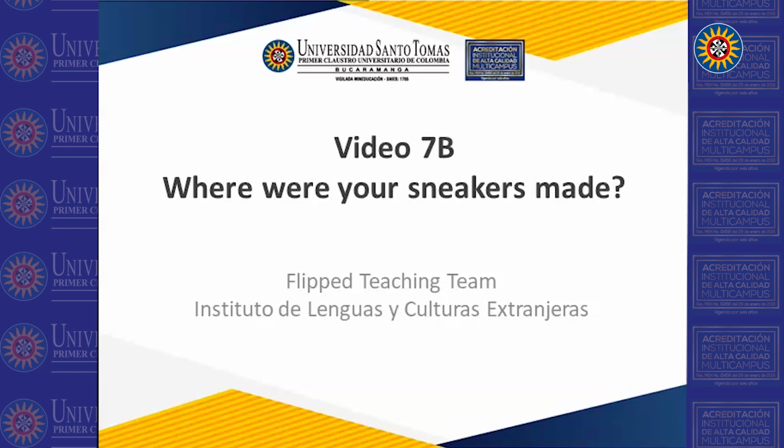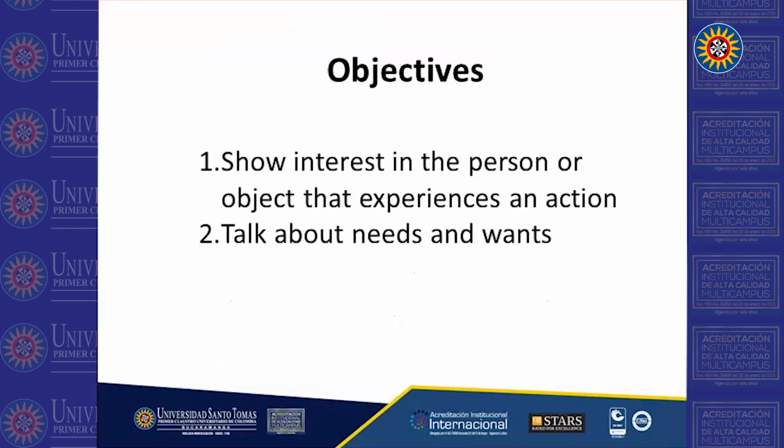As you can notice from the title, we're going to be talking about passive voice in the past tense. Our objectives for this lesson: number 1, to show interest in the person or object that experiences an action. And number 2, to talk about needs and wants.